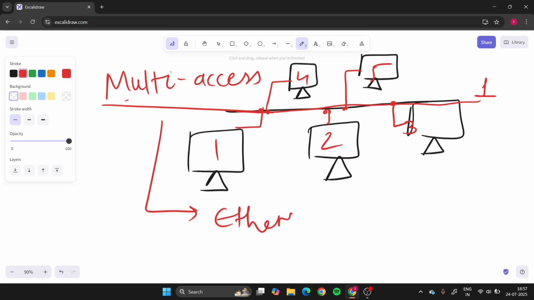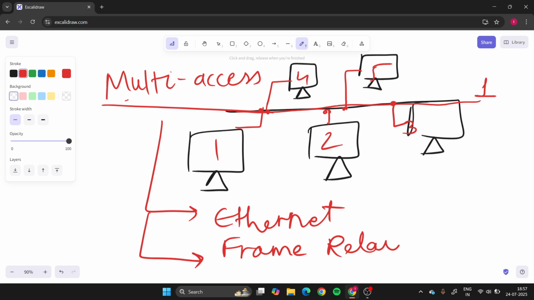So it could be in your lab, like I said, or home office, multiple devices attached to each other like this. And this is also an example of frame relay because it's a shared WAN path, where they have virtual paths, and they send data over long distances using WAN technology. So these are multi-access. Ethernet accesses data using multi-access, and so does frame relay.